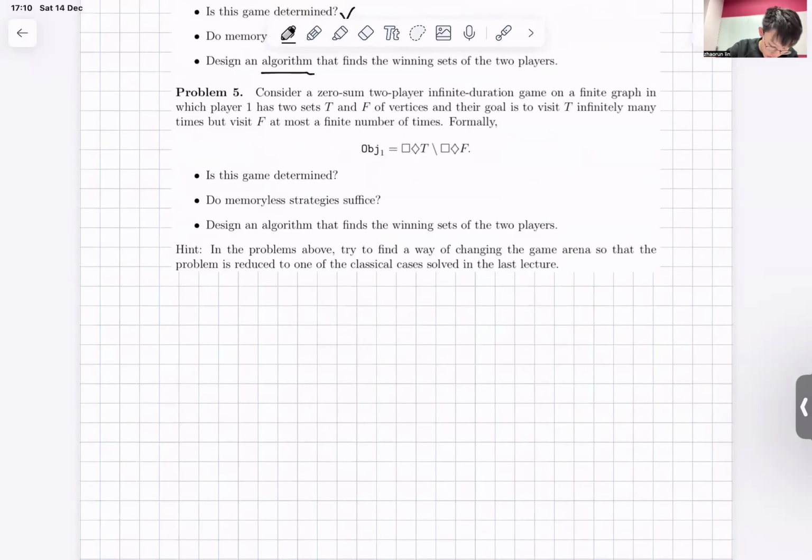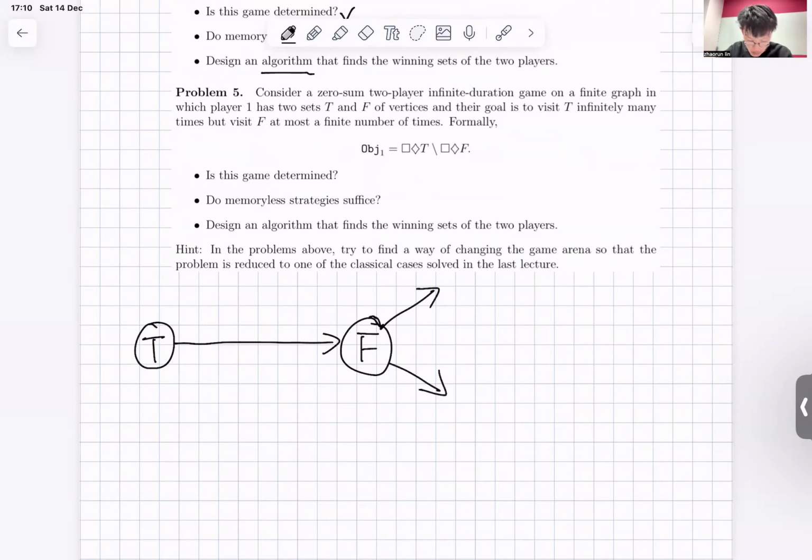So now I'll give you a strategy, an algorithm for finding the winning set. For every vertex in F, we want to avoid visiting it. In the original game, you may have some edges going out of F. Now we want to remove these edges, and then we create a self loop. So if we visit a vertex in F, we're stuck here. We cannot go anywhere. It means the game ends.